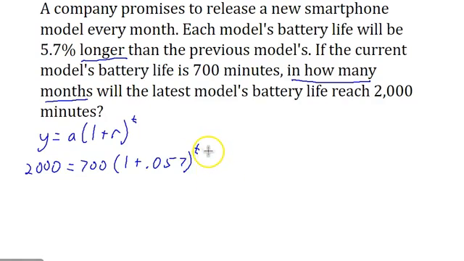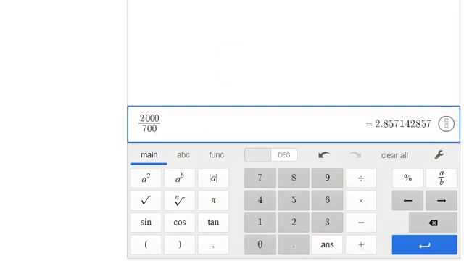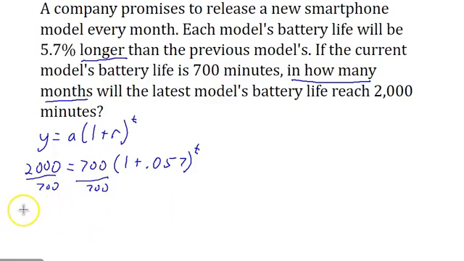Our variable is in the exponent, so we're going to end up using logarithms here to solve for t. Let's start by dividing both sides by 700. So 2000 divided by 700 equals 2.85714. I'm using lots of decimal places because we're not at our answer yet. Let's also add 1 plus 0.057.